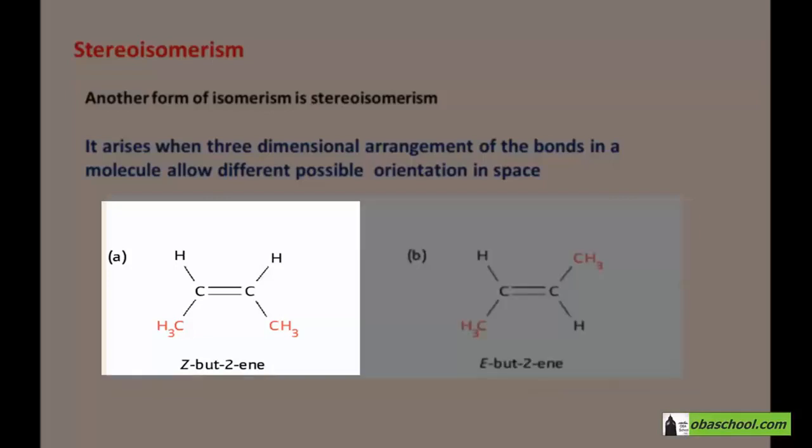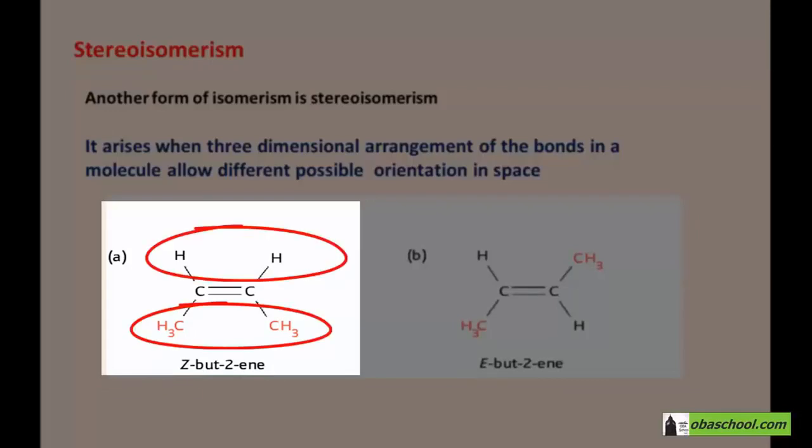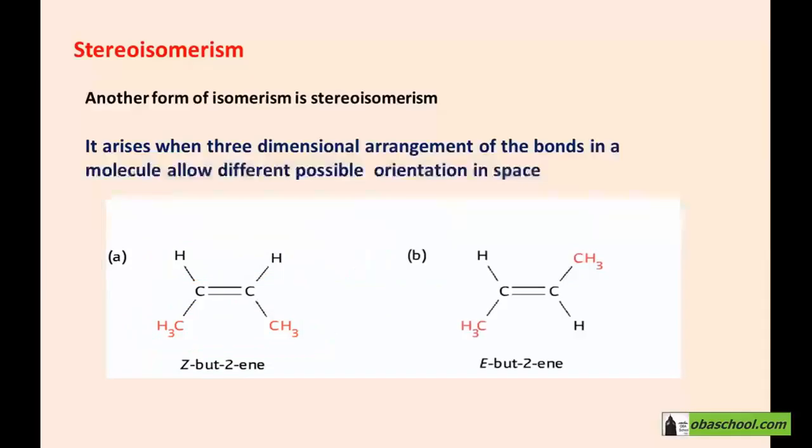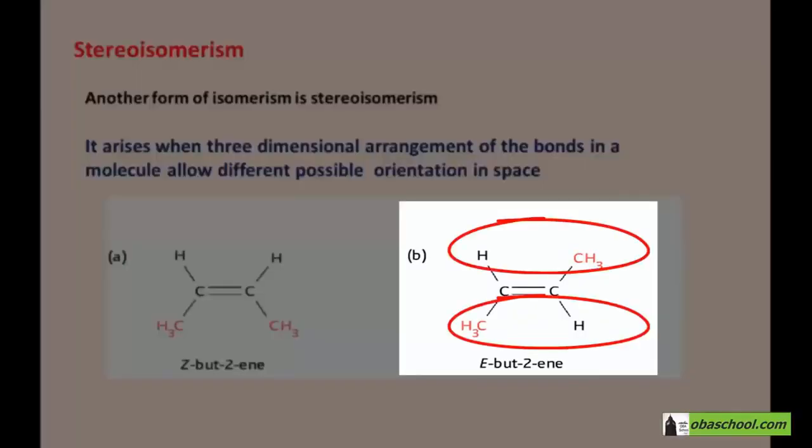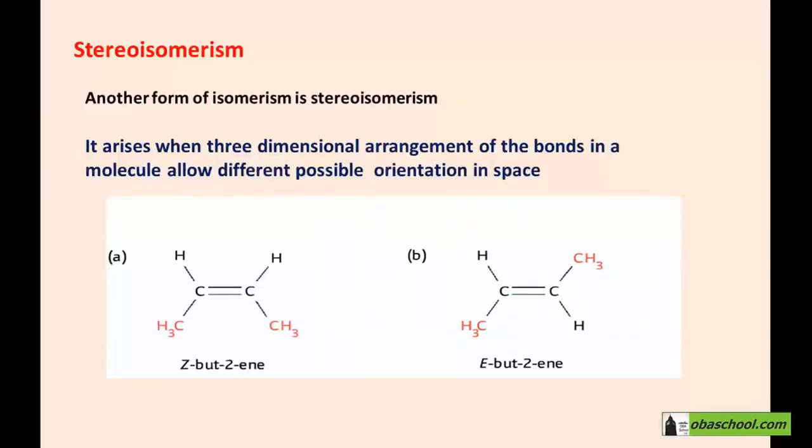We use Z if the two same substituents are on the same side. So two hydrogens are up and the two CH3 groups are down. If they are not on the same side, so each hydrogen is on one side, we label the isomer E. So we have E-butene. So stereoisomerism depends on the orientation of bonds in space. If the same substituents are on the same side, then this is the Z-isomer. If the same substituents are on opposite sides, this is the E-isomer.